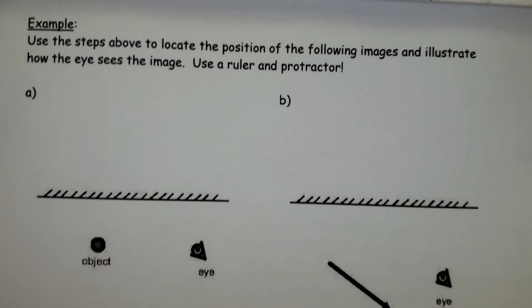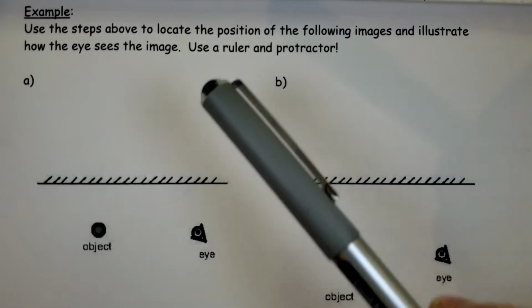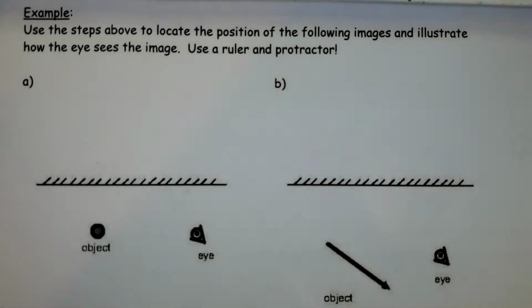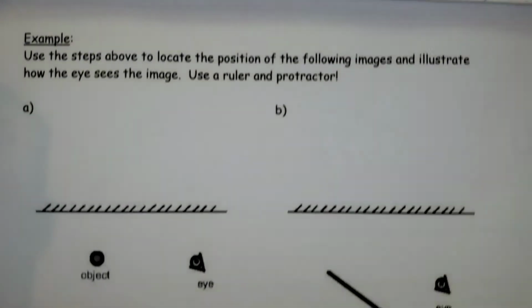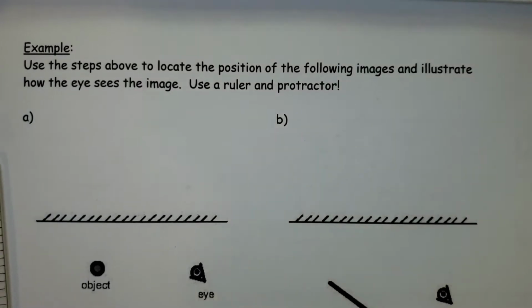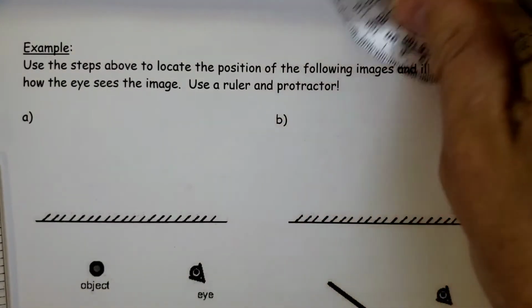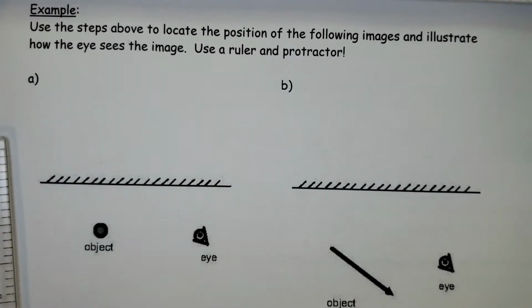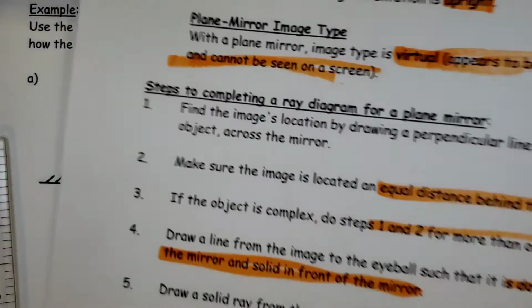All right, so what we'll do is we'll do this for 2 examples here. Use the steps above to locate the position of the following image and illustrate how the eye sees the image. Use a ruler and a protractor if possible. Okay, so I could do that. I have a ruler here and just going to grab a protractor. There we go. So here we have, so that first rule, we'll keep the rules here handy.